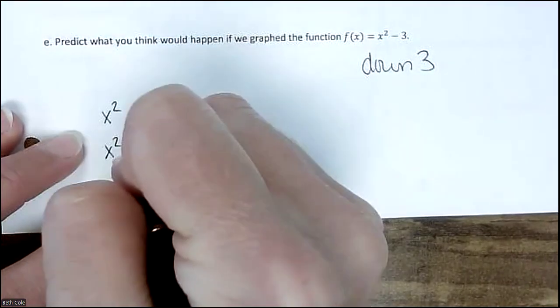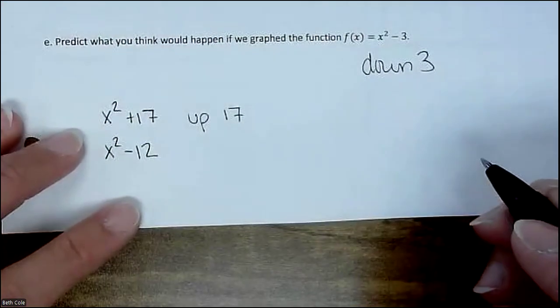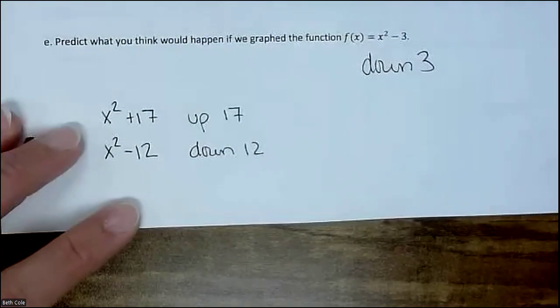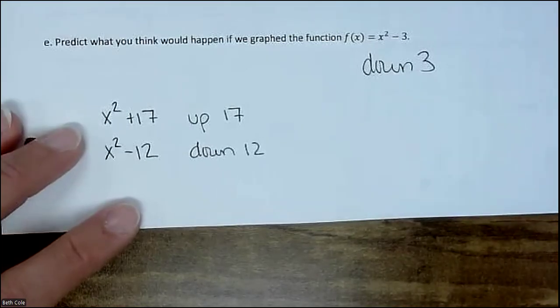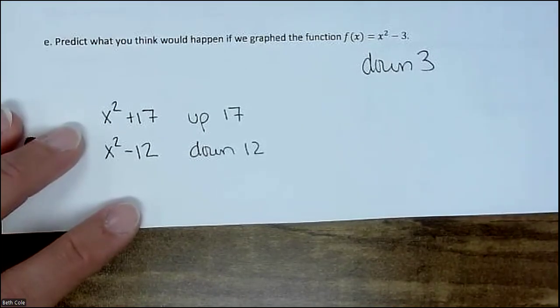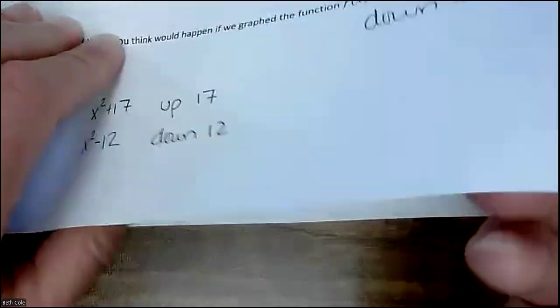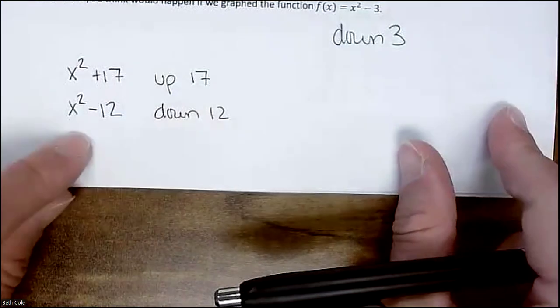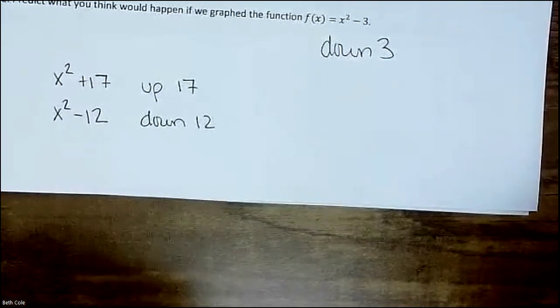How about x squared minus 12? Down 12. There, have we got it? Plus is up, minus is down. Thank you. Please work with me, okay? If you add something, it's going to move the graph up. If you subtract something, it's going to move the graph down.